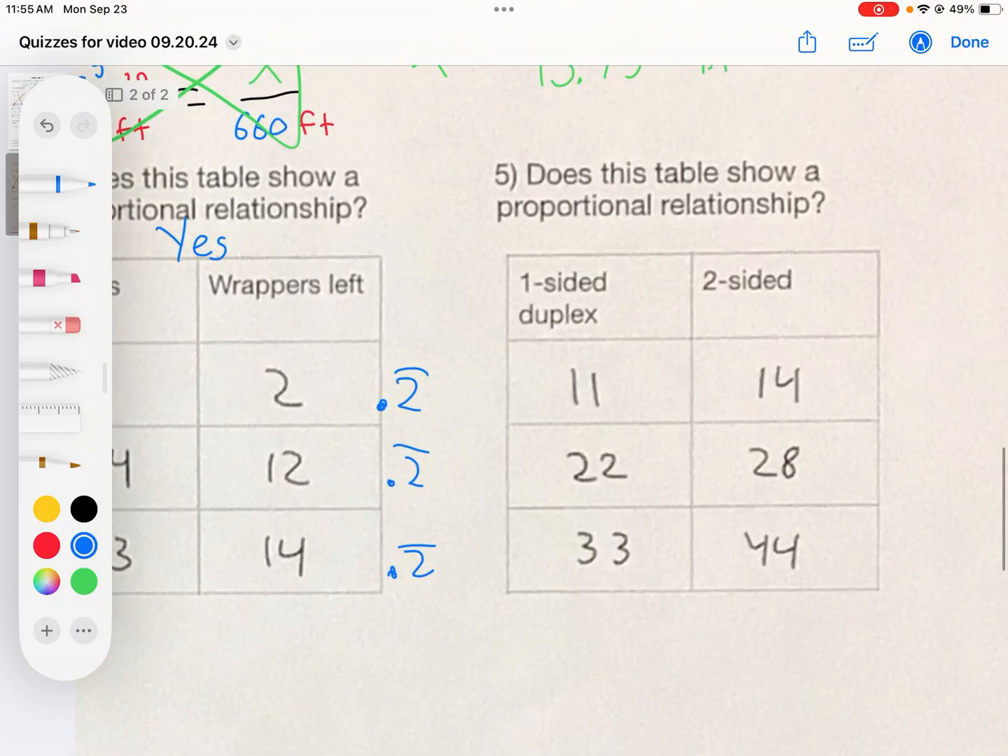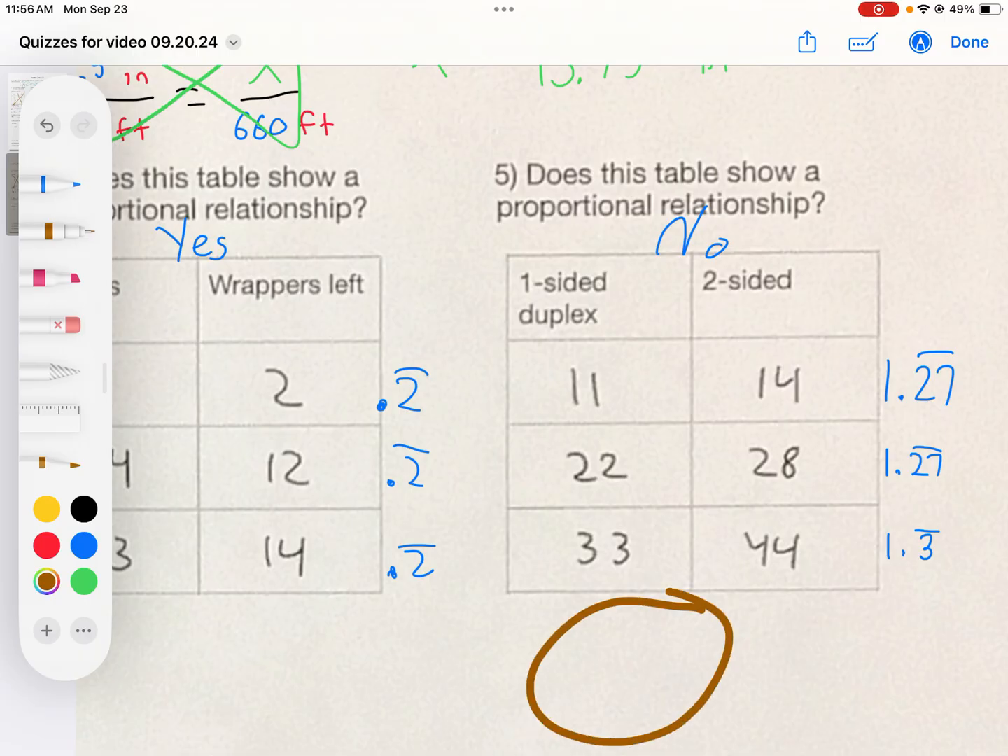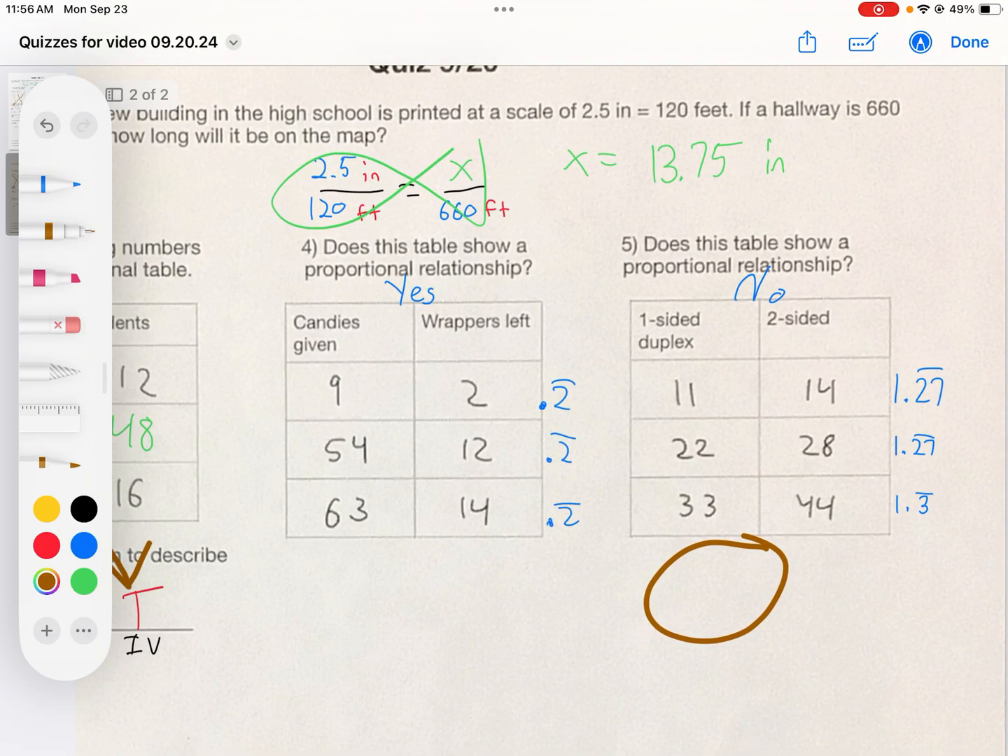Then number 5, does this show a proportional relationship? 14 divided by 11 is going to be 1.27 repeating. 28 divided by 22 is 1.27 repeating. 44 divided by 33 is going to be different. That's going to be 1.3 repeating. Now, whether or not you wrote the repeating things down, you should pretty clearly see that these are different. 1.3 repeating gives us something different. So we do not have a constant, we do not have a proportional relationship.